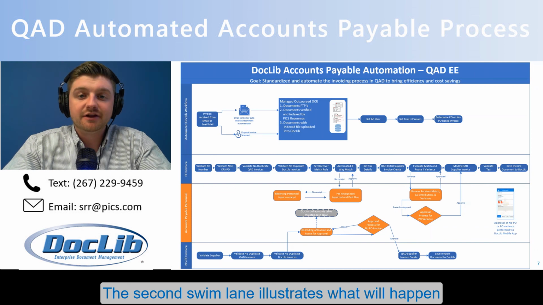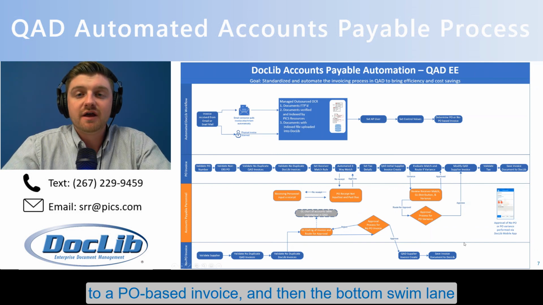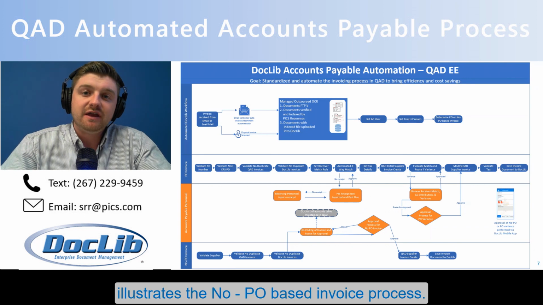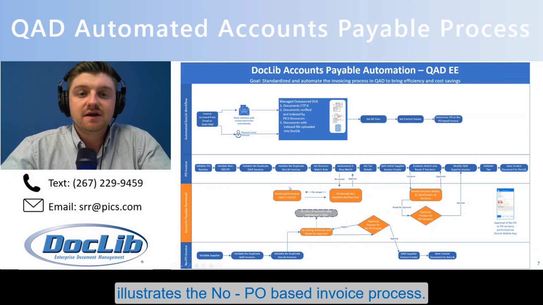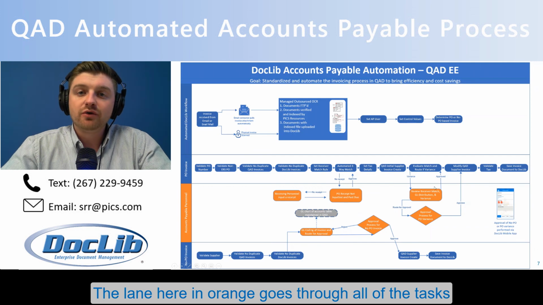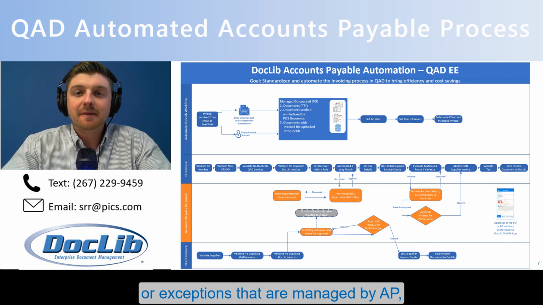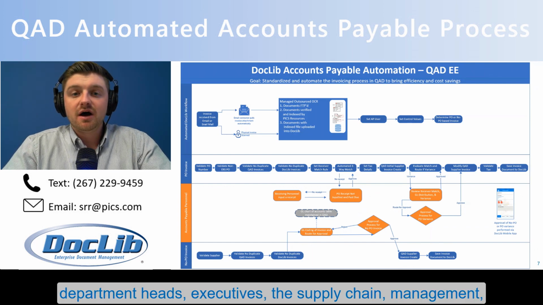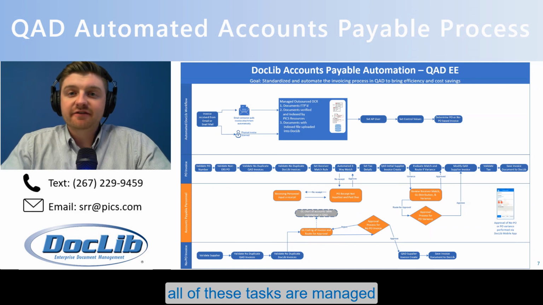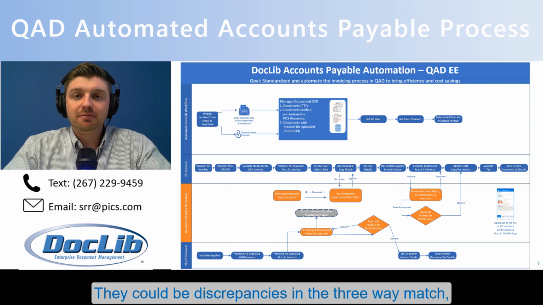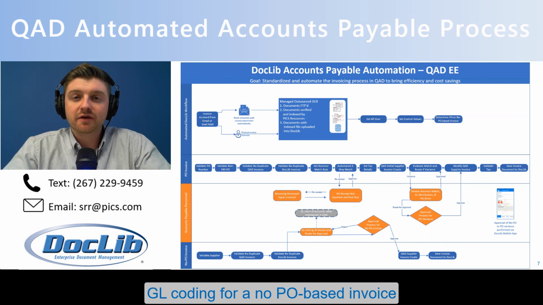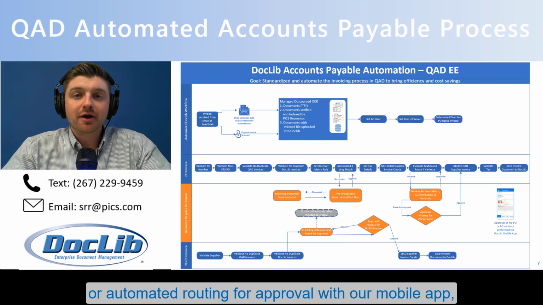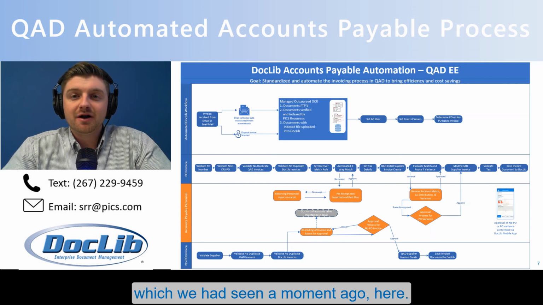The second swim lane illustrates what will happen to a PO-based invoice, and then the bottom swim lane illustrates the no PO-based invoice process. The lane here in orange goes through all of the tasks or exceptions that are managed by AP, department heads, executives, the supply chain, management. All of these tasks are managed here in this orange swim lane. They could be discrepancies in the three-way match, GL coding for a no PO-based invoice that wasn't automatically GL coded, or automated routing for approval with our mobile app, which we had seen a moment ago here.